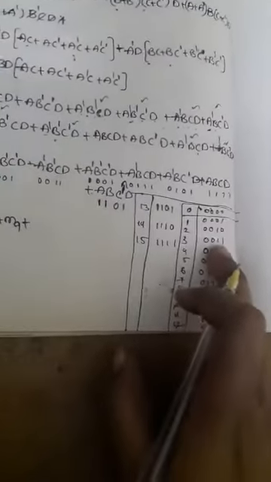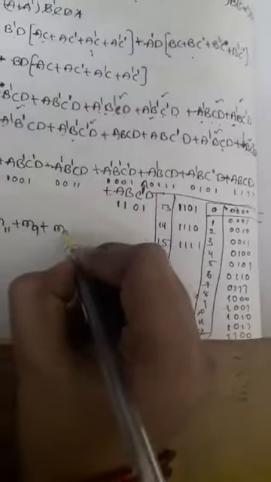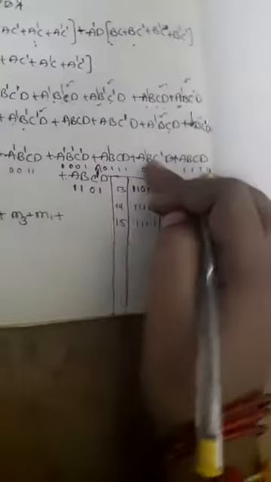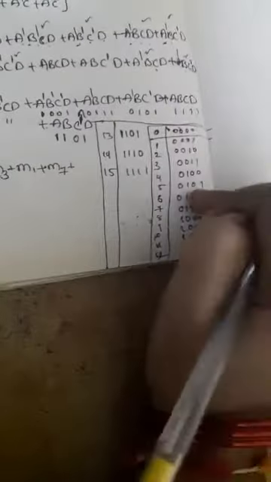So m9 plus this value 0 0 1 1, 0 0 1 1 is nothing but m3 plus, and 0 0 0 1 is nothing but the first value, that is m1 plus, and 0 1 1 1, 0 1 1 1 is nothing but 7, that is m7 plus 0 1 0 1, that is m5 plus all ones, that is nothing but m15 plus 1 1 0 1, that is nothing but m13.